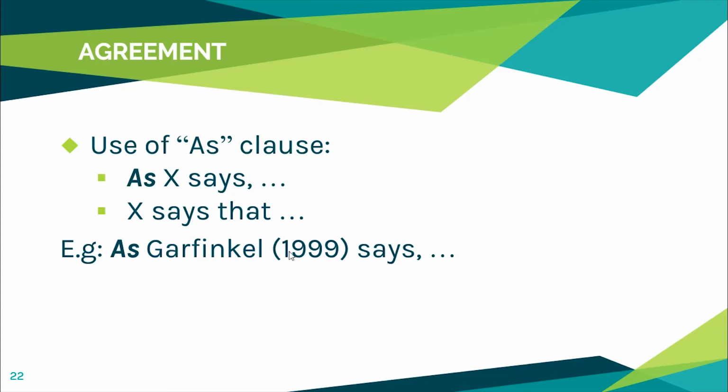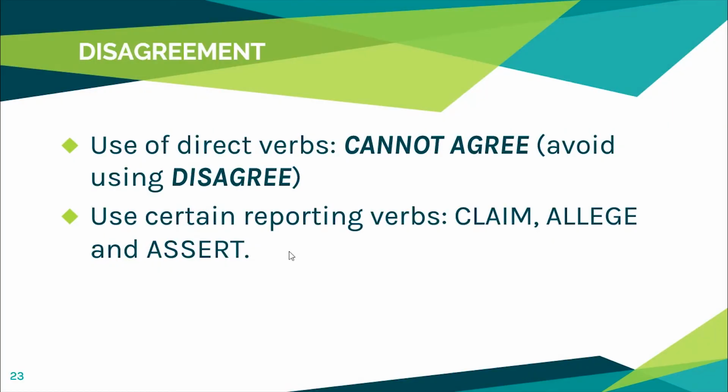as X says or X says that, you could see that the clause as will emphasize more the author's point, your agreement with the author. For example, as Garfinkel 1999 says, blah blah blah. This is also a very subtle way to show your agreement with the author. Okay, so that is all about agreement.